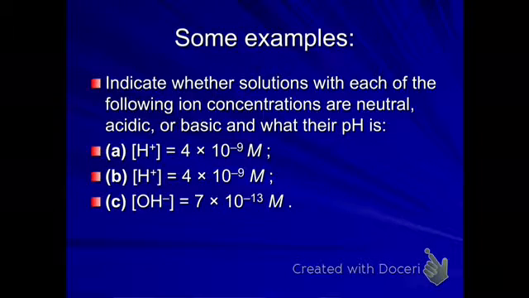Here are some good examples. Indicate whether solutions with each of the following ion concentrations are neutral, acidic, or basic, and what their pHs are. So in this first case, you have a hydrogen ion. It's important to make sure you determine if it's hydrogen or hydroxide. So in order to get your pH, you're going to do negative log of that number. So get your calculator. Now, whatever number you get, remember, if it's less than 7, it's an acid. If it's greater than 7, it's going to be a base. I got about 8.4, so technically A would be basic.